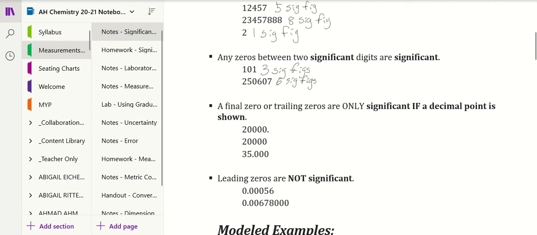Significant. So if we look at the first number, is there a decimal point shown? So are these ending zeros significant? Yes. So this number has 5 significant figures. Do we agree? What about the second number? Is there a decimal point shown? No. So how many significant digits does that number have? 1.